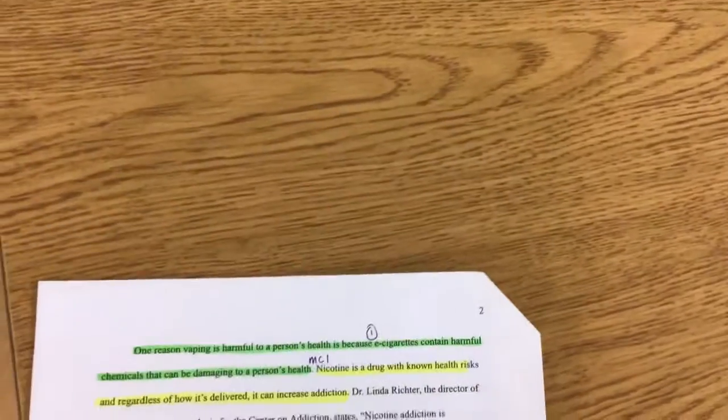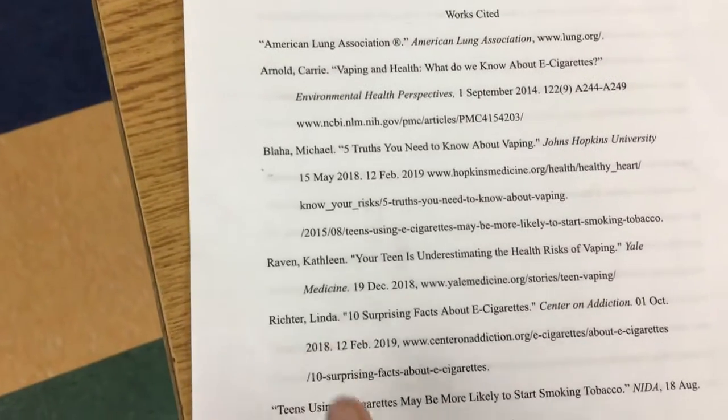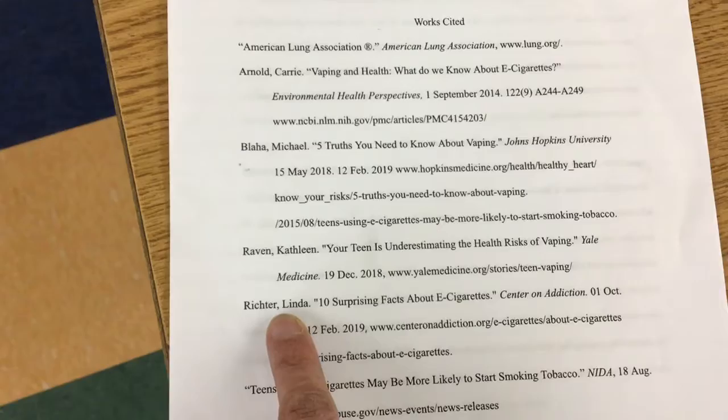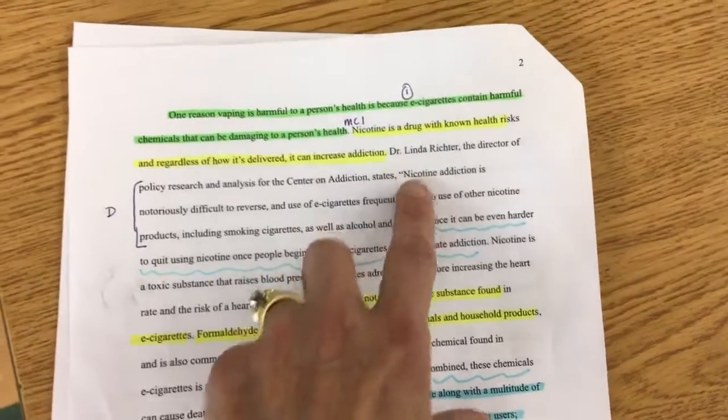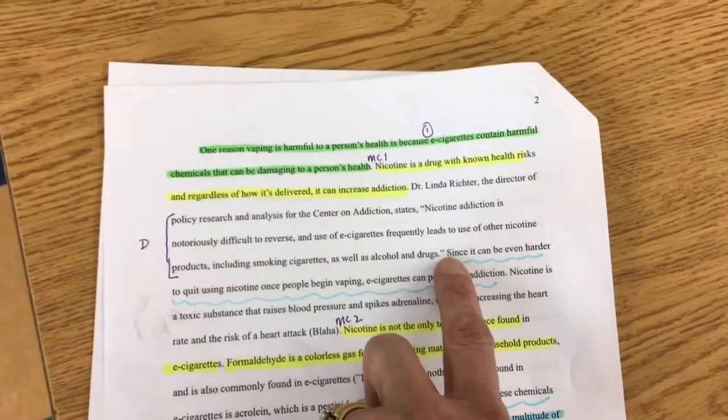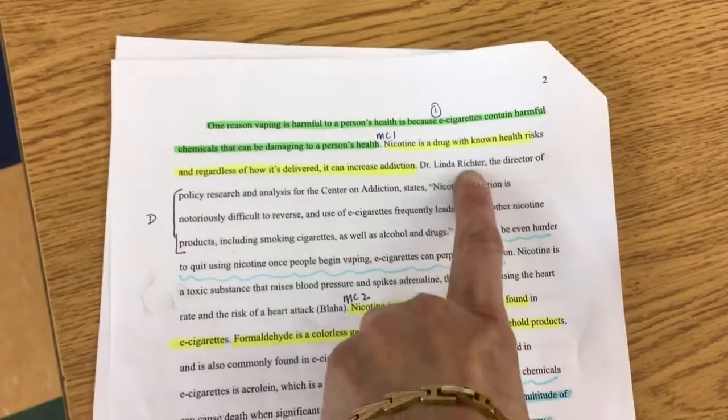Cited page. In fact, I'll do this. I did this in class the other day, and I'll just show you. If I go to the Works Cited page, oh, there she is, Riker. Okay? So because there's a signal phrase there, you don't need to put the source in quotation marks afterwards. Okay? I already know where that's from.